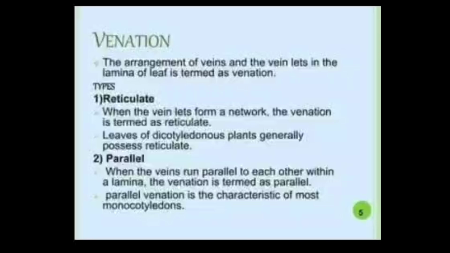Parallel venation. This type of venation is mostly found in monocotyledonous leaves, and in this type the veins run parallel to each other within the lamina.